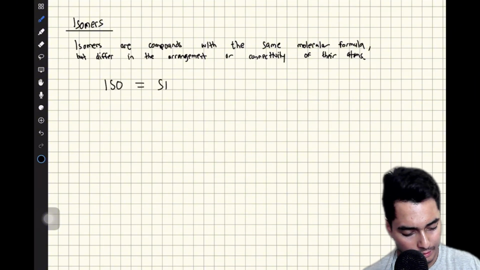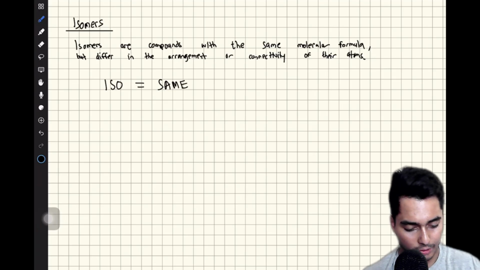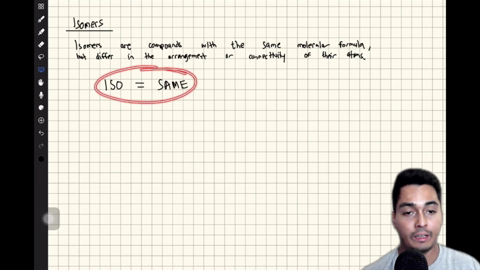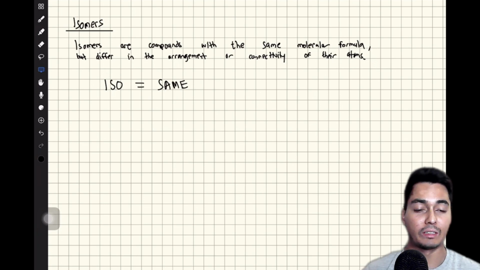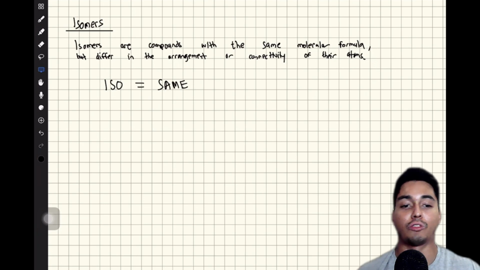Iso means same, okay? So we're going to have the same molecular formula, but something is going to be different, and there's different types of isomers. We're going to be talking about constitutional isomers today.